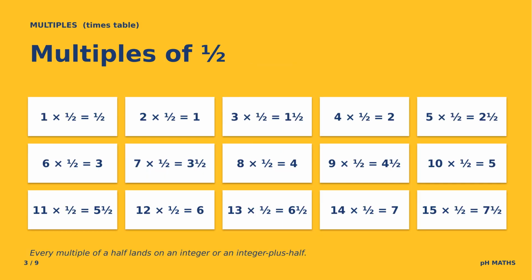Multiples of a half: 1, 1.5, 2, 2.5, 3, 3.5. Every multiple of a half lands either on an integer or on an integer plus a half. And that's it. No surprises. The reason halves are so useful is that they sit neatly halfway between every pair of integers, which makes them the perfect tool for midpoints, averages, and probabilities of 50-50 events.